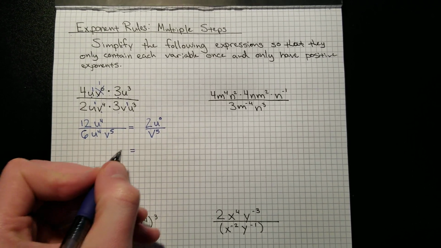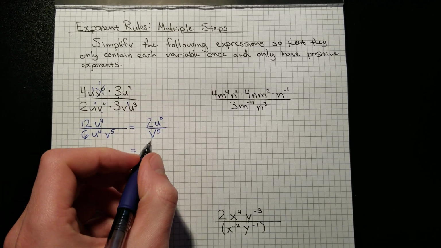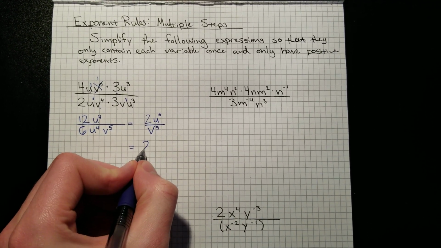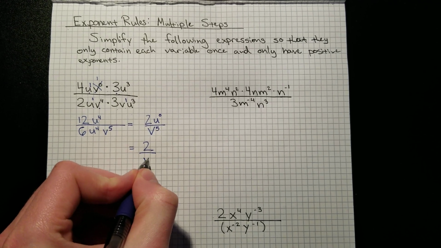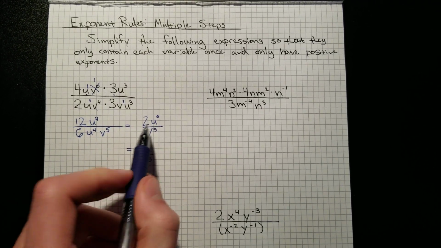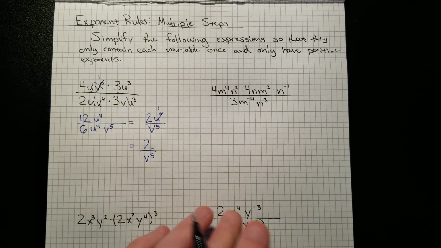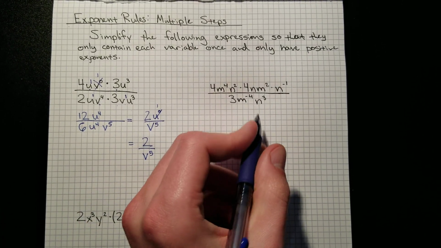So we can simplify this a little bit because we have a 0 power. Anything to the 0 is 1 again, so that would eliminate. So we get actually just 2 divided by v to the 5th, because that's kind of like a 1, right? Anything to the 0 is 1, so it goes away. So that is example number 1. We'll try example number 2.